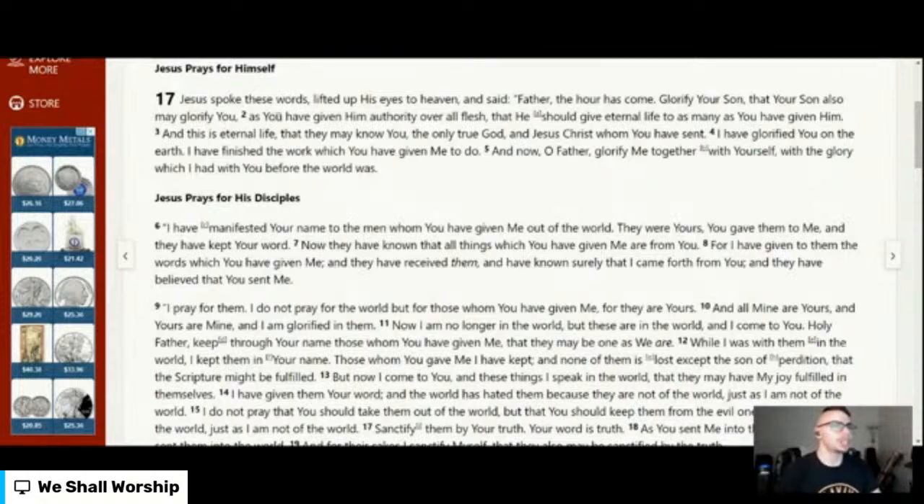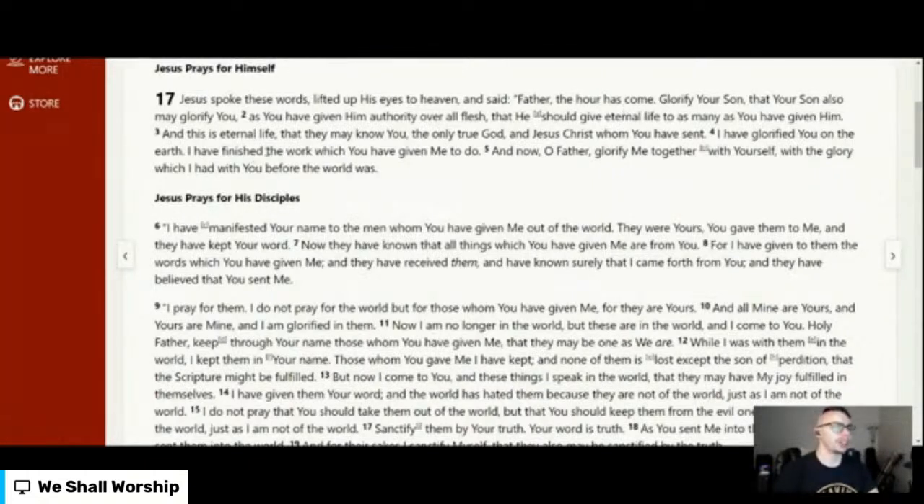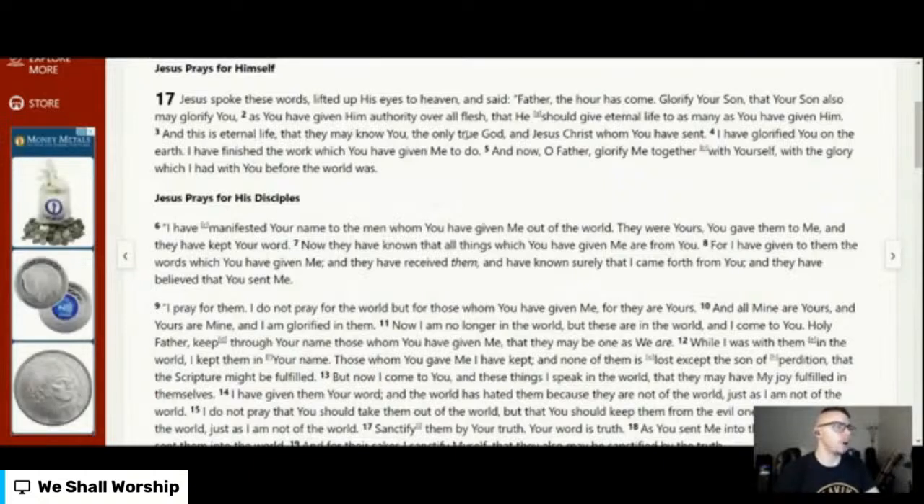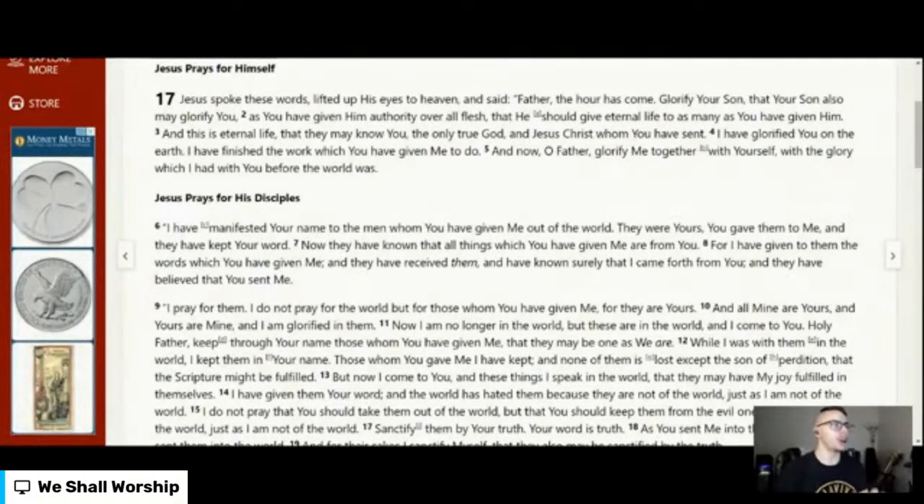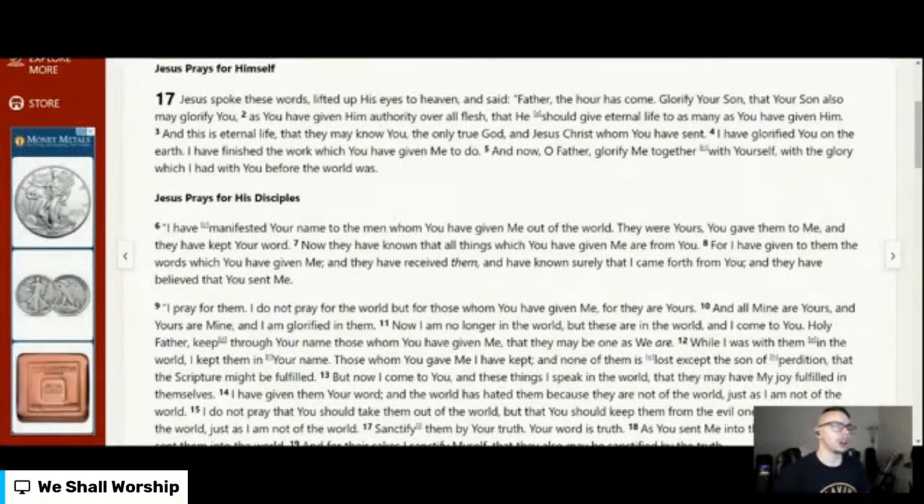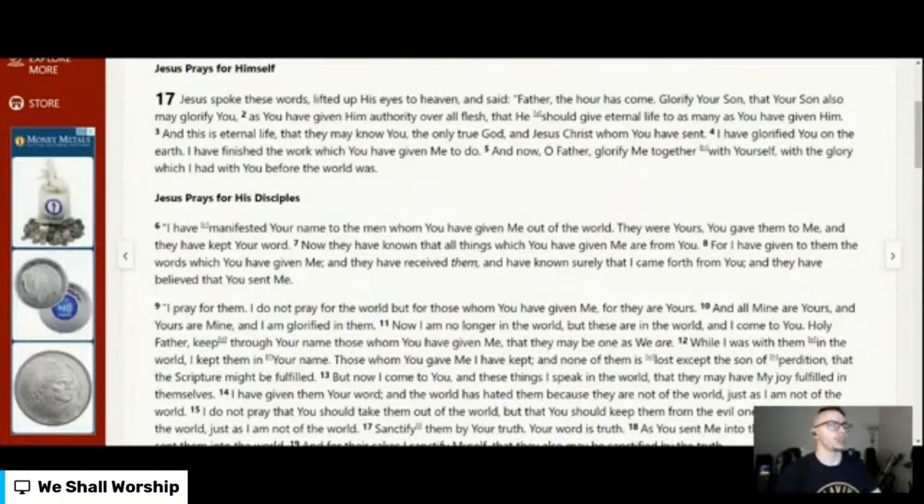Here we go. Jesus spoke these words, lifted up his eyes to heaven and said, "Father, the hour has come. Glorify your Son, that your Son also may glorify you, as you've given him authority over all flesh, that he should give eternal life to as many as you have given him. And this is eternal life, that they may know you, the only true God, and Jesus Christ, whom you have sent. I've glorified you on the earth. I've finished the work which you've given me to do. And now, O Father, glorify me together with yourself, with the glory which I had with you before the world was." Two things I'm noticing already.